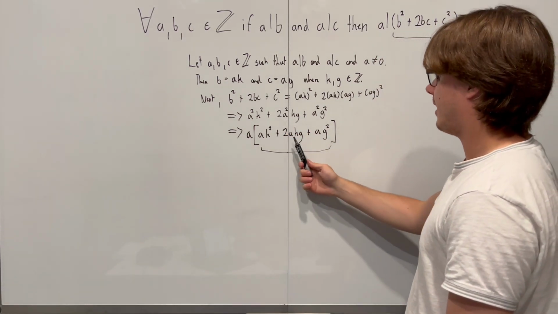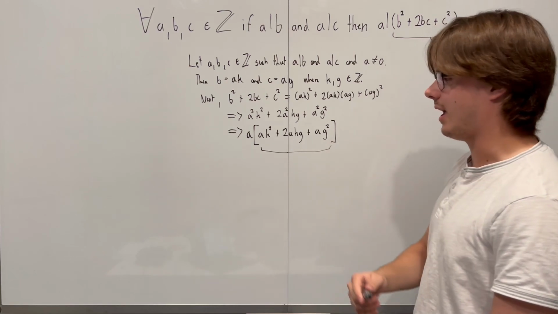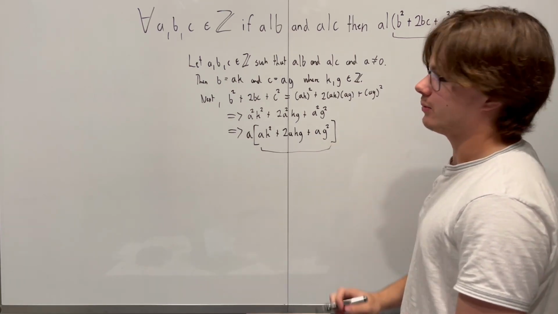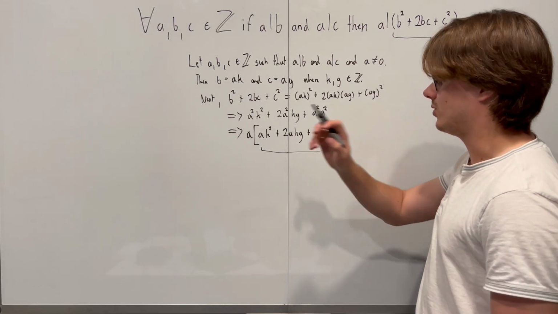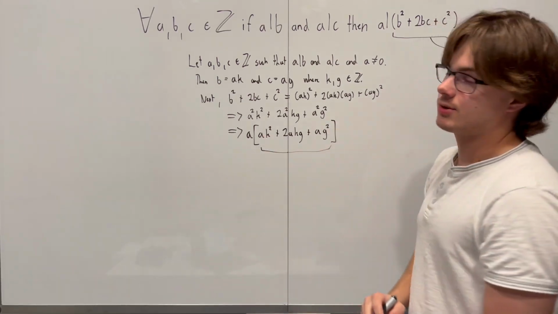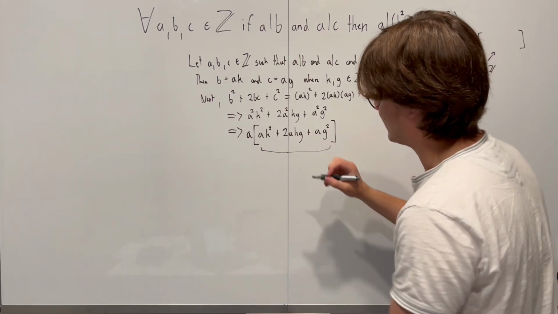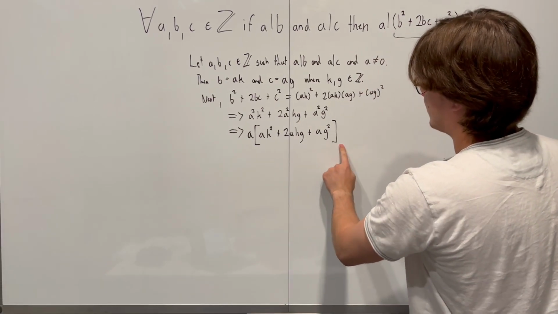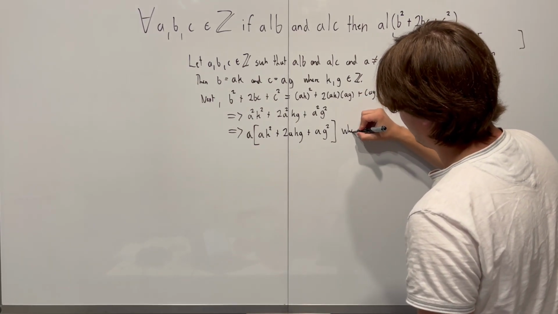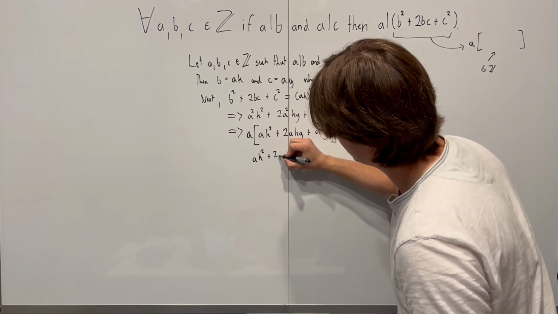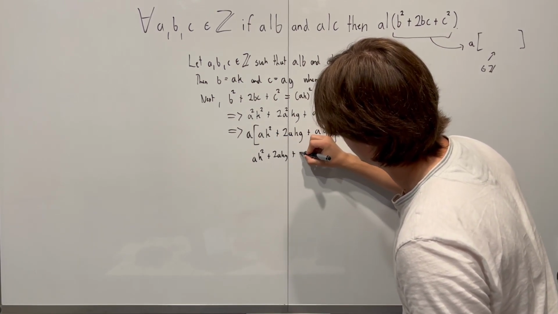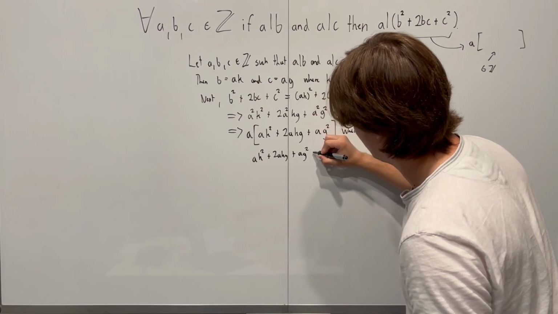Fantastic. And all that's left is for you to see that this is going to be an integer. Again, integers are all what a, k, and g are. Integers multiplied by themselves by integers are still going to be integers. 2 is an integer. The sum of any integers is still going to be an integer. So this is obviously going to be an integer. So we just have to explicitly state that, where ak² plus 2akg plus ag².